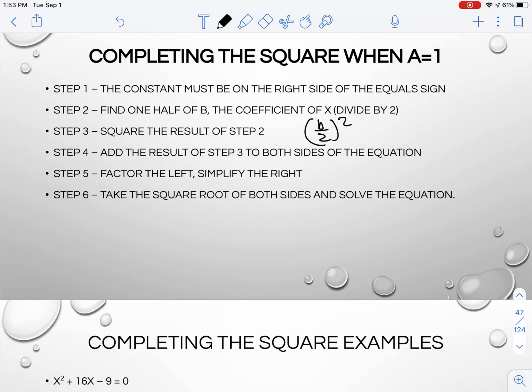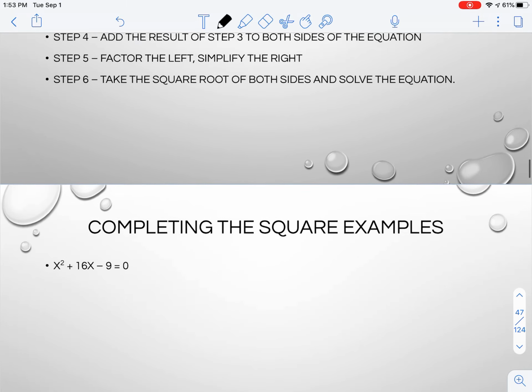So say your bx term is 6, so b is 6, divided by 2 is 3. 3 squared is 9. You're going to add 9 to the left side of the equation. So in order to keep it balanced and maintain equality, you have to add 9 to the right side of the equation. If we're adding the same number to both sides, we maintain equality, so we didn't change the value of the equation. Step 5, we're going to factor the left side into a perfect square. And then step 6, we're going to solve it by taking square roots and continuing to undo the equation. So let's get into it here.